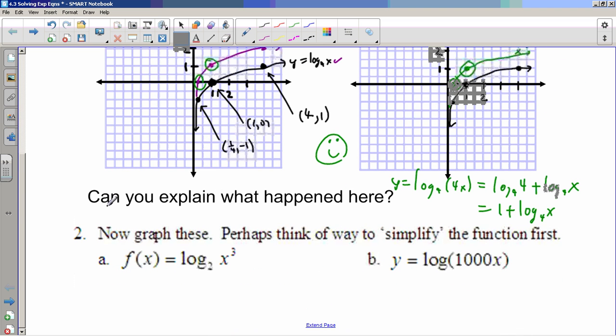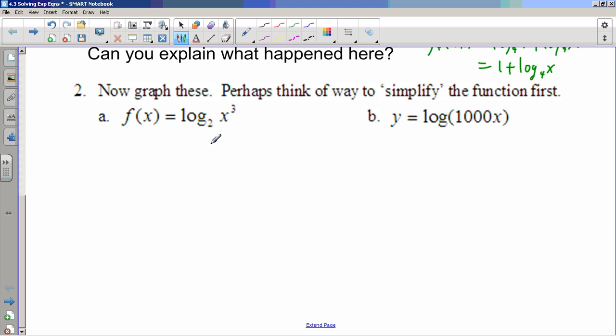It says now graph these. Perhaps think of a way to simplify the function first. I'm going to allow you to do that. Now that you've seen the trick, you might want to pause the video and try them. I'm actually not going to do the graphs in this video. If you remember to ask me to post the solutions, I'm going to show you the algebra here real quick, because I don't know some of these graphs, but certainly I could use a log rule, make it something more familiar. Then this is easy.